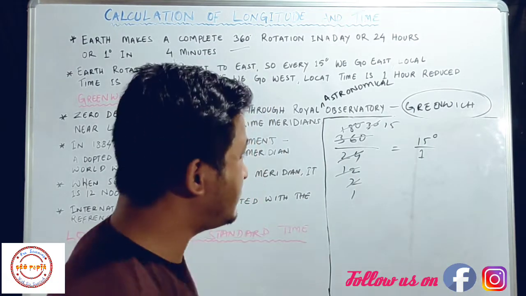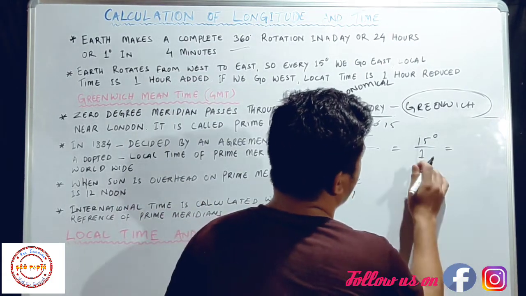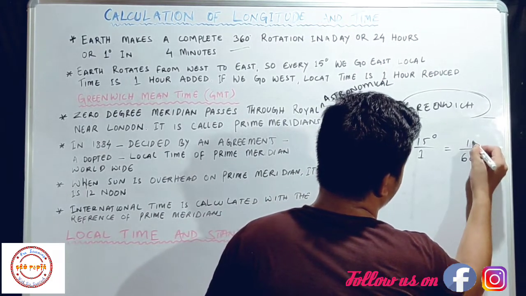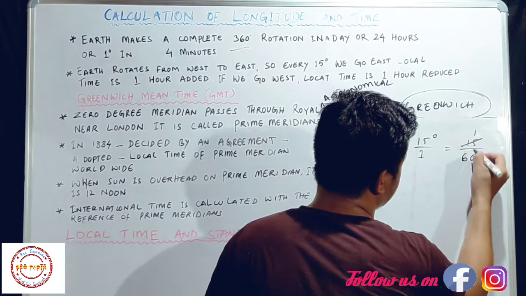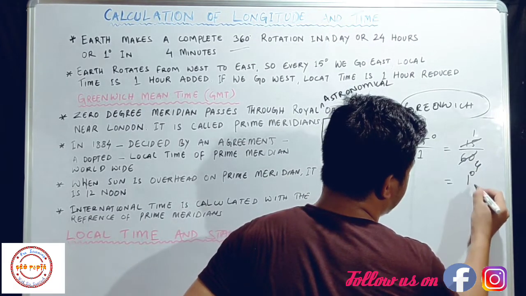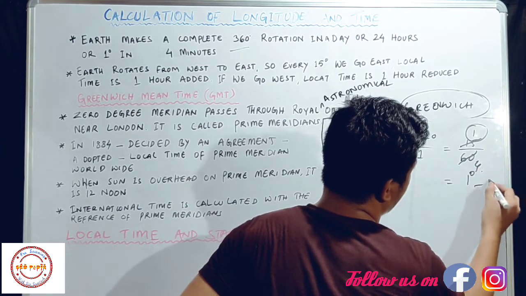15 degree. So similarly, here you can see this is 1 hour. 1 hour is equal to how many minutes? 60 minutes divided by 15. So when you divide it, 15 1 is 15, 15 4 is 60. So here you can see 1 degree in how many minutes? 1 degree in 4 minutes.